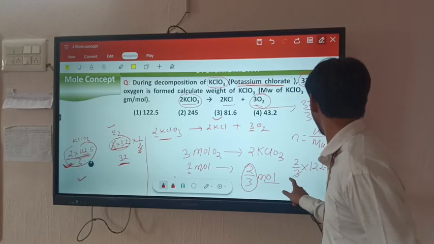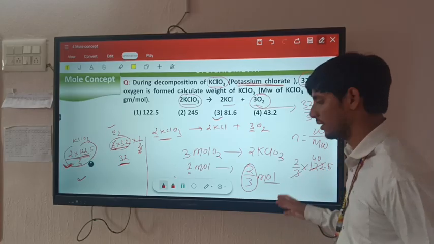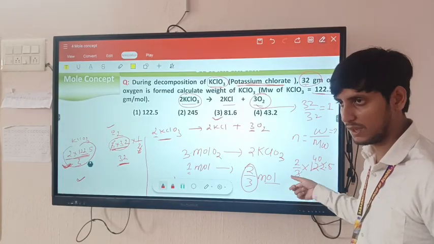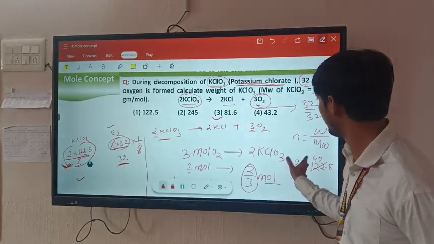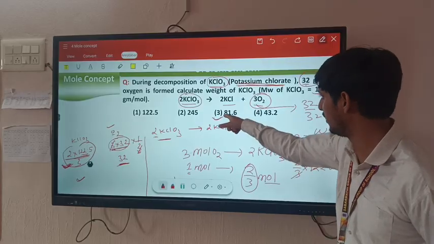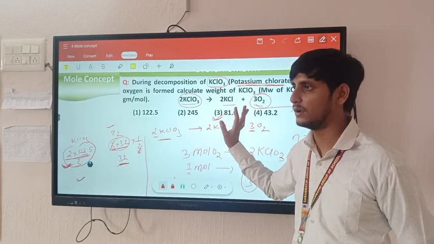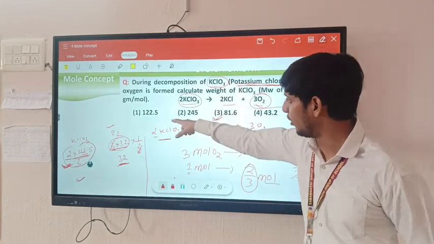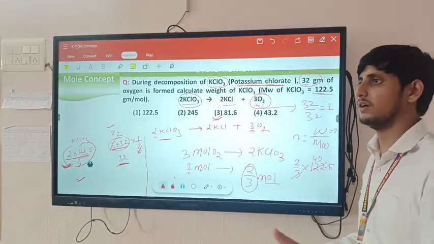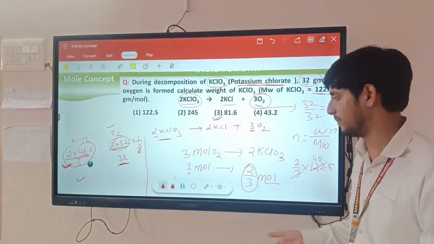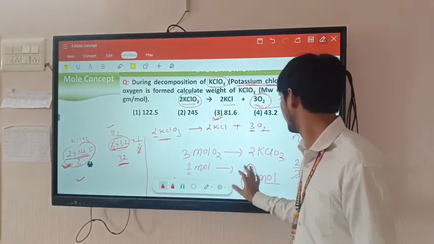If you multiply, it is approximately 40 point something, and then multiply by 2. Which one is the nearby answer? 40 into 2 is 80, which means 81.6. Right? This answer is correct. Understood? If the options are far apart, you can take the approximation directly. For saving your time, you can directly cancel the 40 like this.